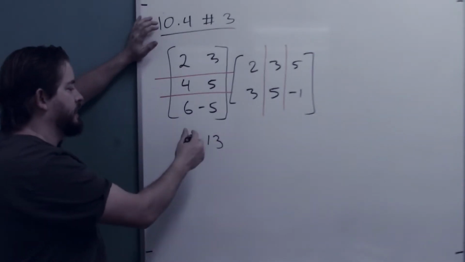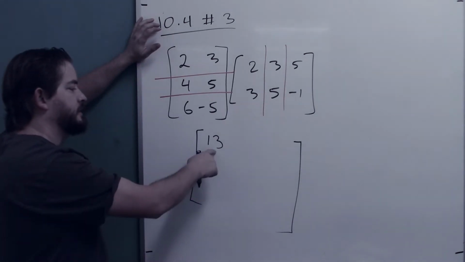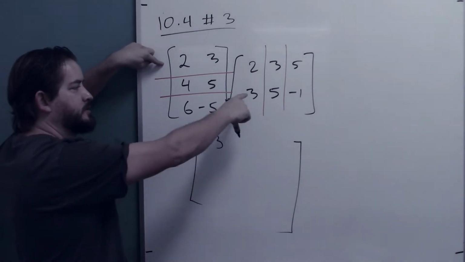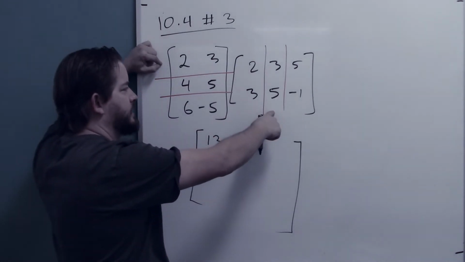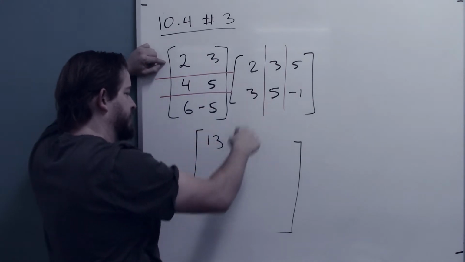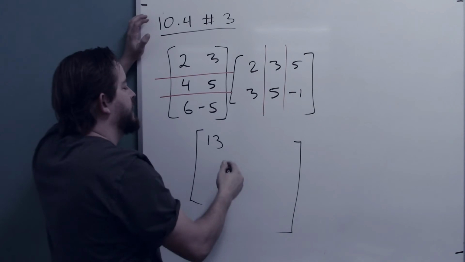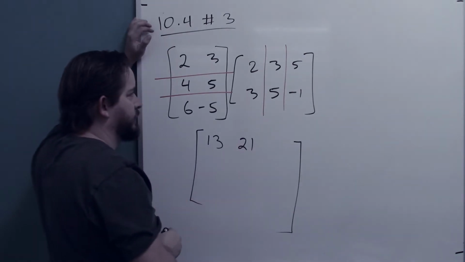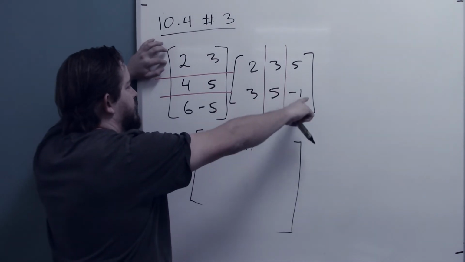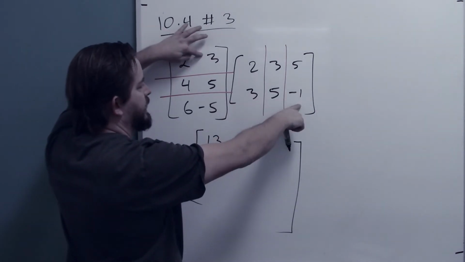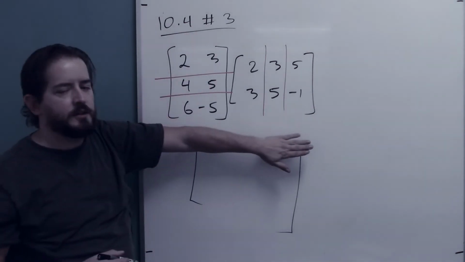13. And that will be, in my new matrix, the first row times the first column gives me the first row, first column. The first row times the second column gives me the first row, second column, so that's here. 2 times 3 is 6, 5 times 3 is 15, add the two together, we get 21. 2 times 5 is 10, minus 3 is 7. And I'm done with the top row of my solution.